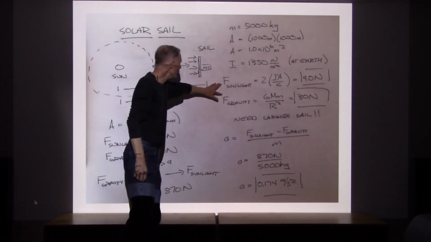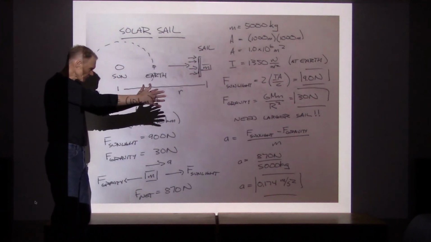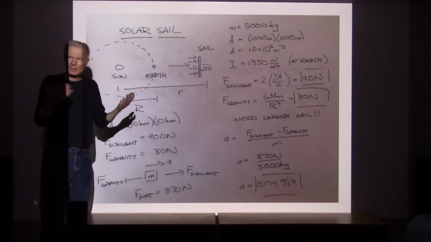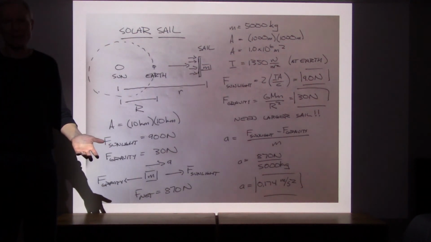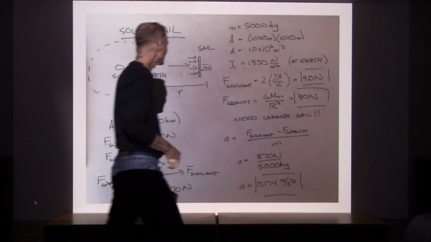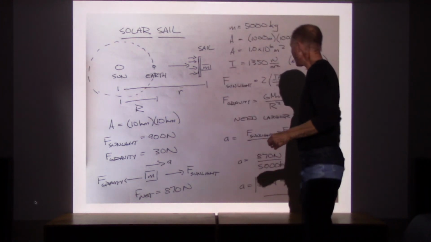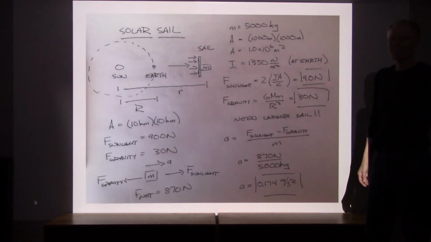So the conclusion here was, here's my force diagram. I got the force of sunlight. I got gravity holding me back. And I'm going to need a bigger sail. So I made the sail 100 times bigger. So I made the sail 10 kilometers by 10 kilometers. And why not? We'll just get a really big sail.